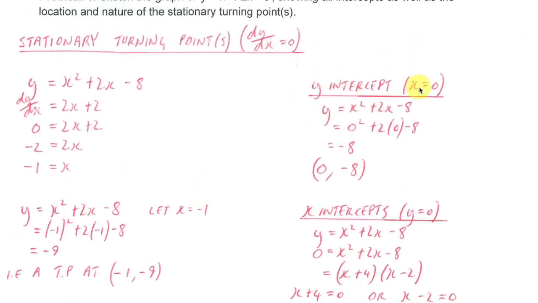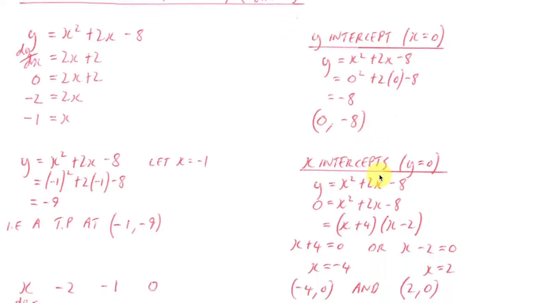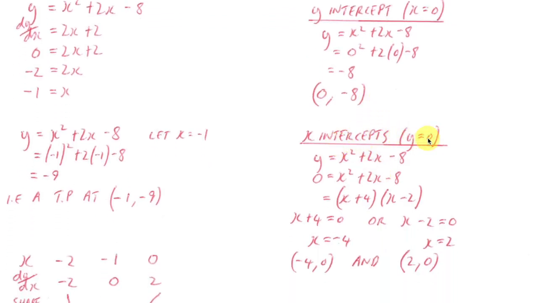Y-intercept, simply substitute x equaling 0. I get 0, negative 8. X-intercept, make y equal to 0 and solve for x. So I've got 0 equaling the quadratic. I factorise the quadratic, I apply the null factor law, and I get negative 4, 0 and 2, 0. Just a reminder that whenever you're giving your y-intercepts and your x-intercepts, to be 100% technically correct, put them as points.